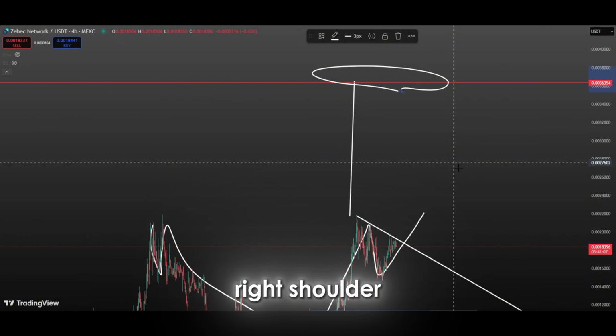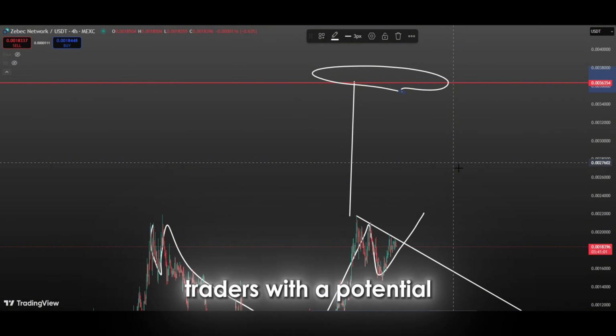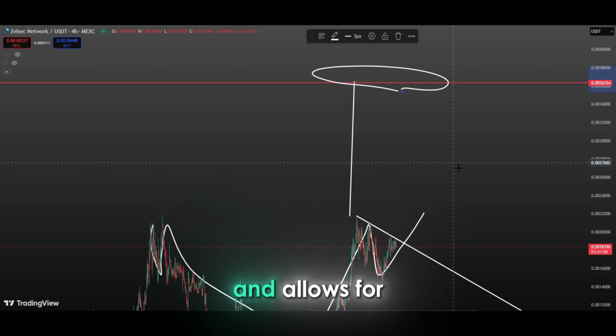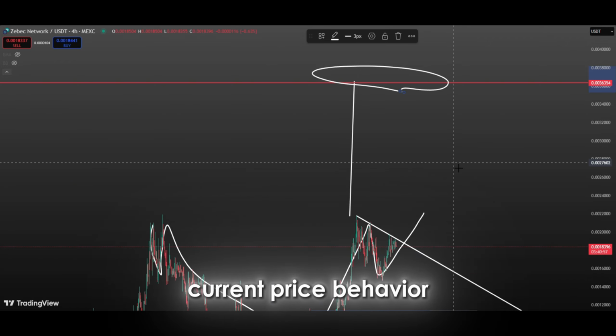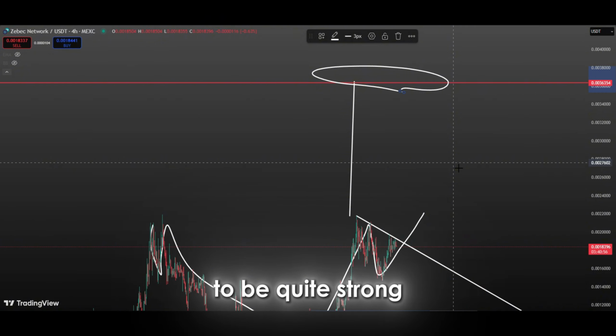The completion of the right shoulder increases the chances that the price will break the neckline, and when it does, the target of the pattern is usually the vertical distance from the head to the neckline. This target provides traders with a potential bullish zone and allows for proper strategic planning for buying. Based on the current price behavior, the chances of this target appear to be quite strong.